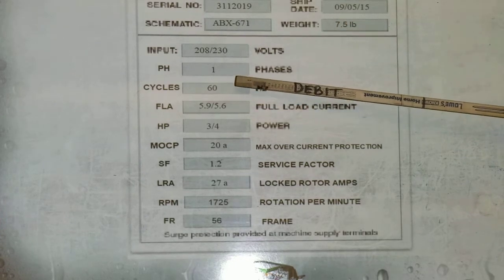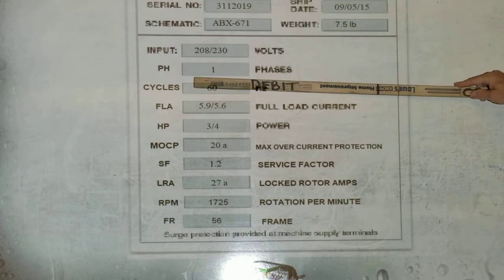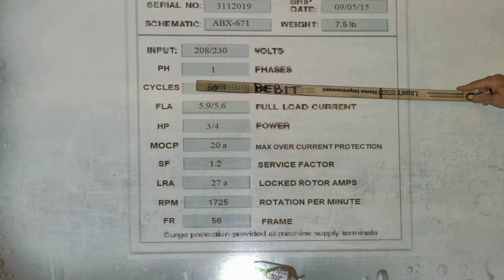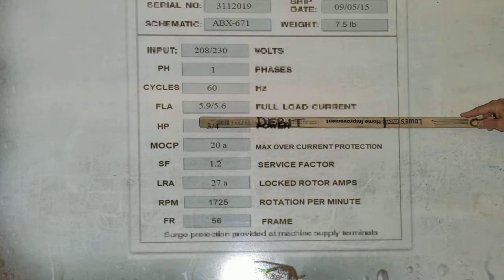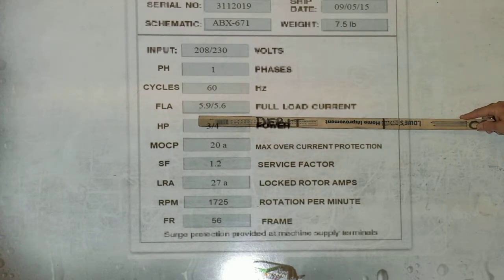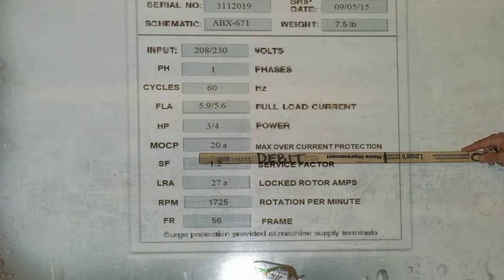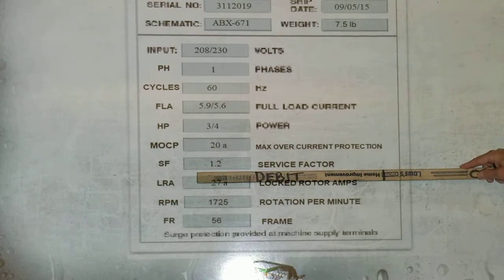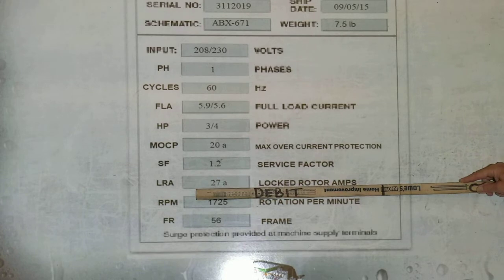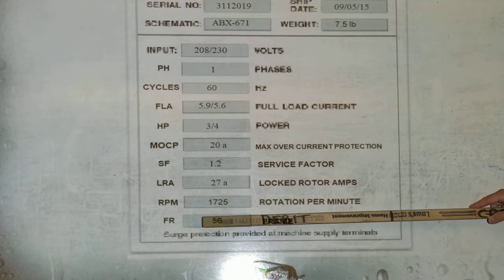Okay, you're gonna have the input volts, which is gonna be on the label itself. The phase is also gonna be on the label. The cycles per second is gonna be on there. The full load current is gonna be on there. The horsepower is gonna be on there. That may or may not be on there. The service factor is gonna be on there. We'll talk about the service factor. The locked rotor amps may or may not be on there.